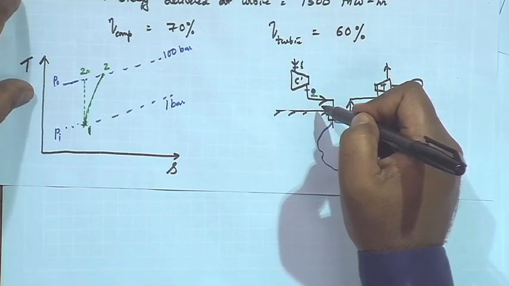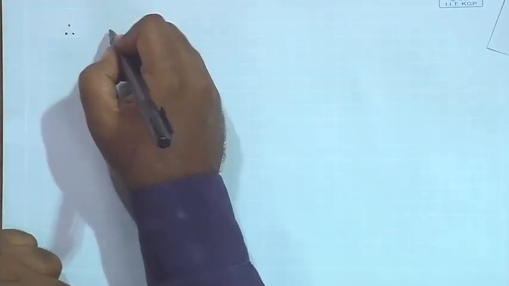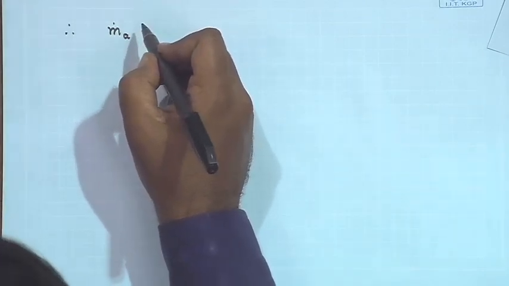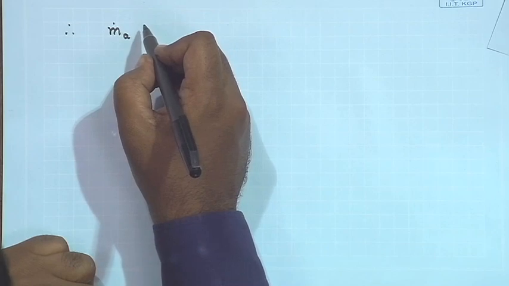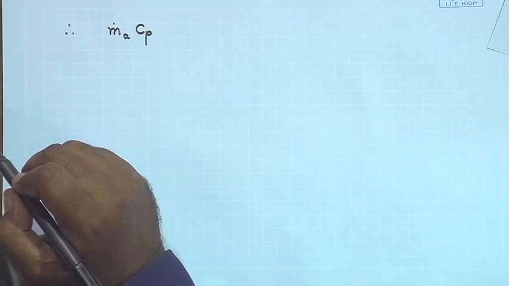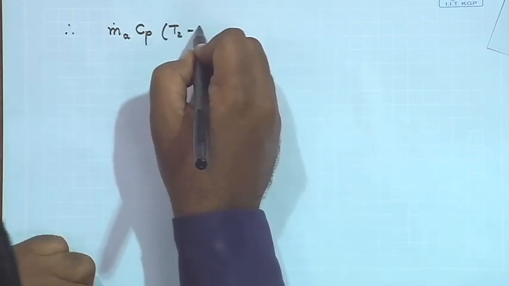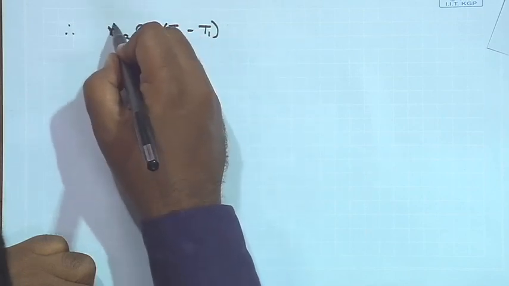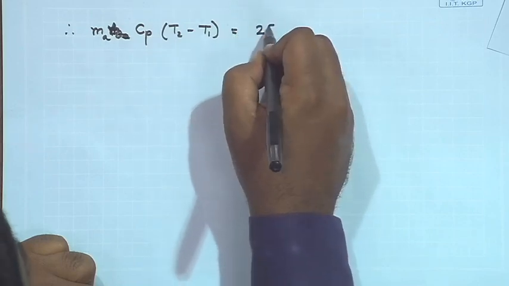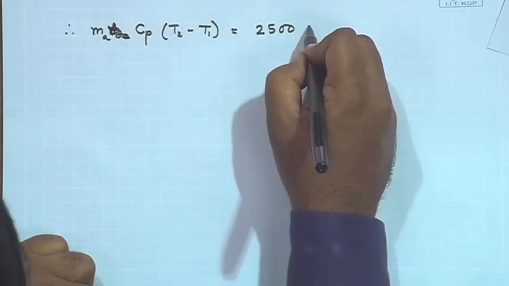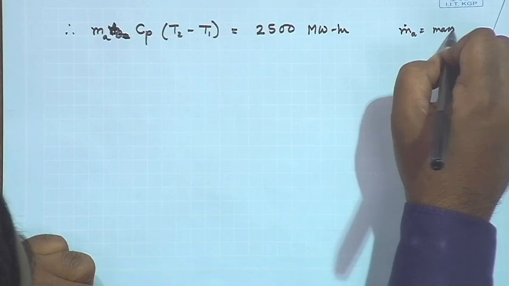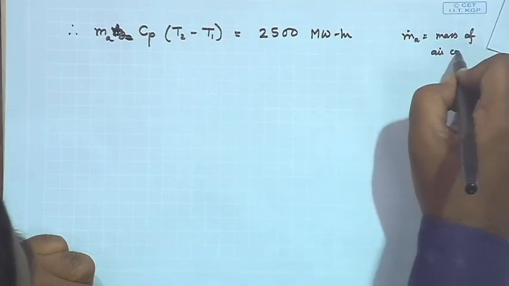So, therefore, I can write from here then that for the compressor, that is by compressing the air, that is the energy I have stored. So, I can write Ma, the mass of air, times Cp, times T2 minus T1, sorry, this is the mass of air, not mass flow rate, I am sorry, Ma will be equal to 2500 megawatt hour, where Ma is the mass of air compressed.